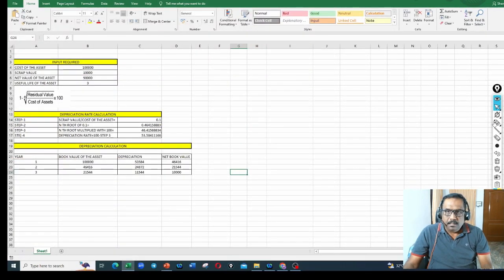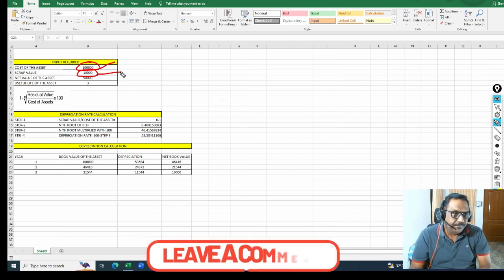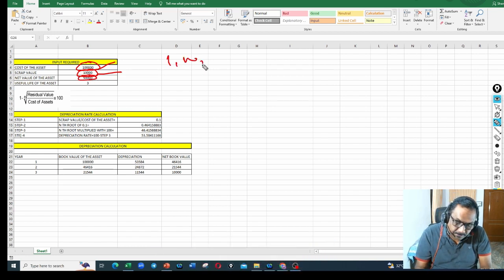Right now you see, what is the cost of the asset? I have taken the example of cost of the asset as 1 lakh. What is the residual value? That means after the useful life, the asset's residual value is 10,000. Then the net value of the asset is going to be 90,000, because 1 lakh is the original cost and 10,000 is the residual value. You reduce that.